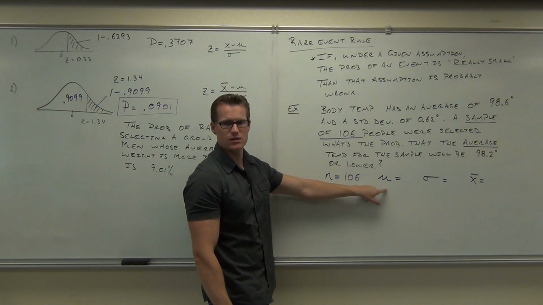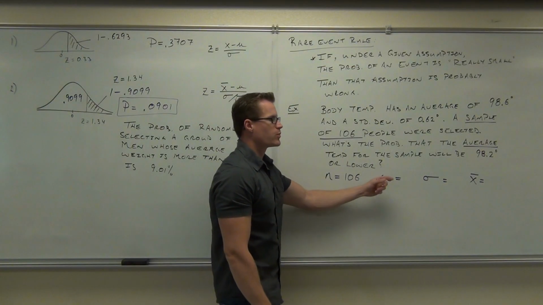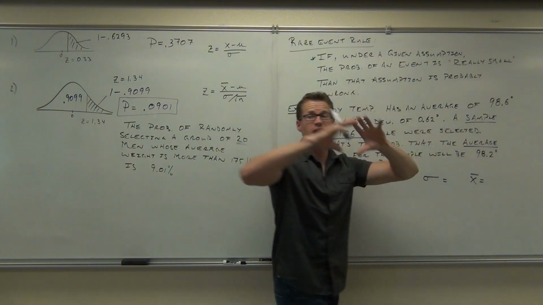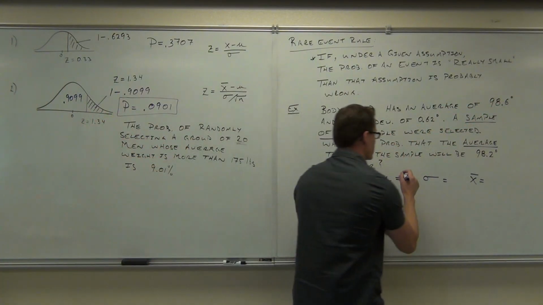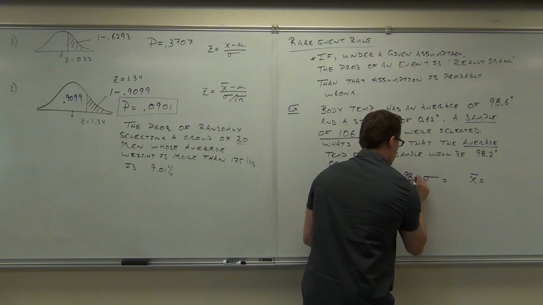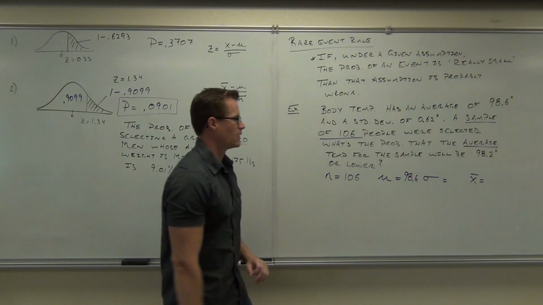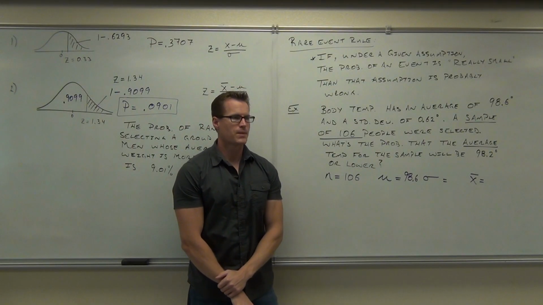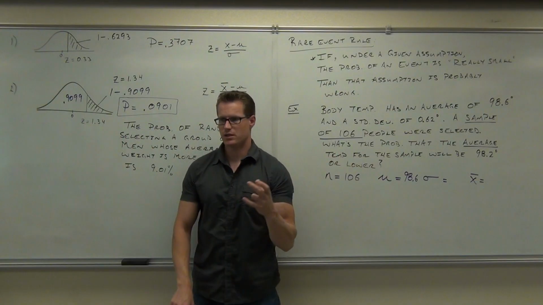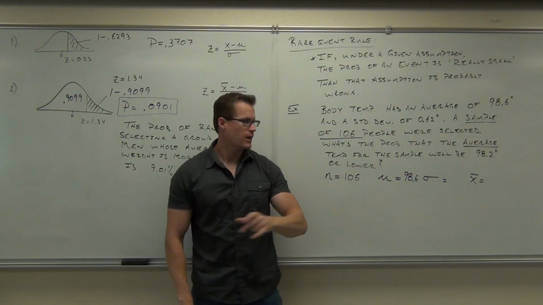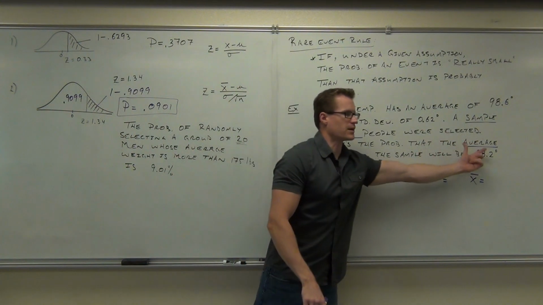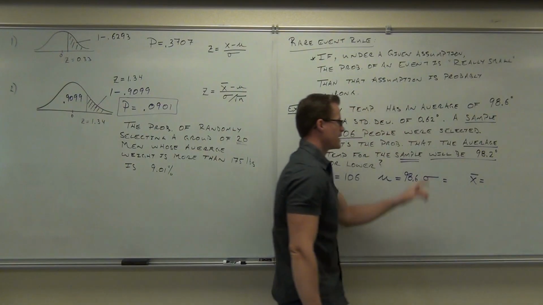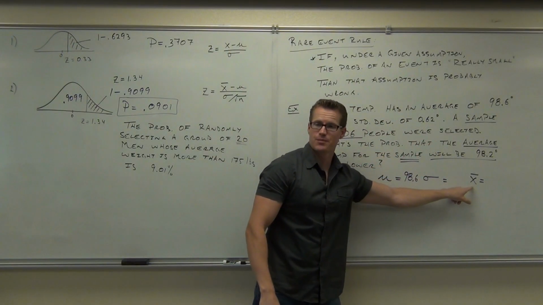98.2 or 98.6? The 98.6, that's for everybody, right? It says body temperature has an average of, so that's the whole population. So yeah, mu is going to be 98.6. What's x bar then? 98.2. Good. x bar is what you're questioning. It's always going to be based on your sample. It should be like, find the probability that the sample will be blank. That's your x bar. That the average of the sample will be 98.2.